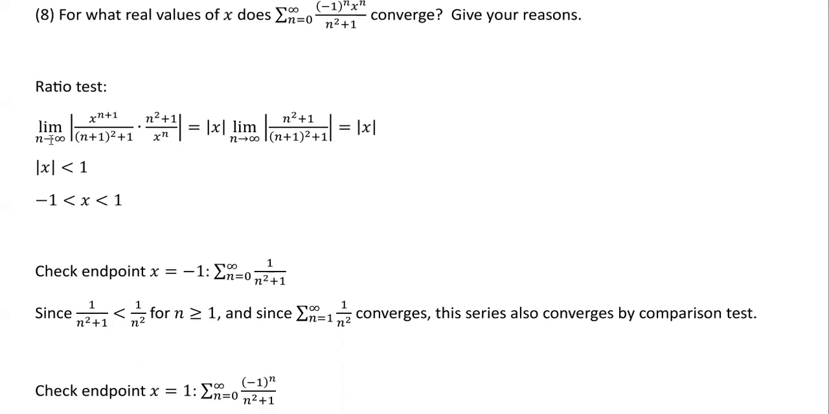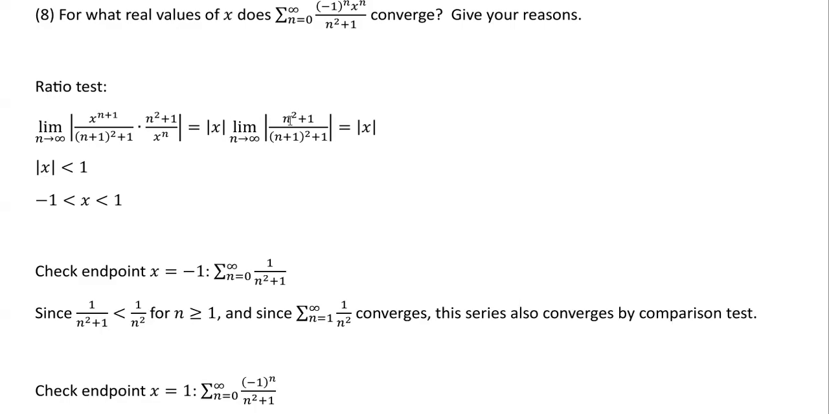So we do the ratio test: the limit as n goes to infinity of a sub n plus 1 divided by a sub n. That's the setup right here. x to n plus 1 divided by x to n, subtract the power, so you're left with x to the first power. That doesn't depend on n, so we can pull it out in front of the limit.